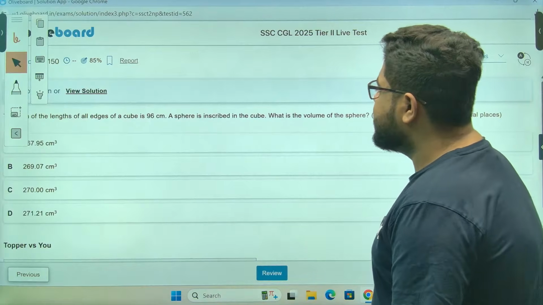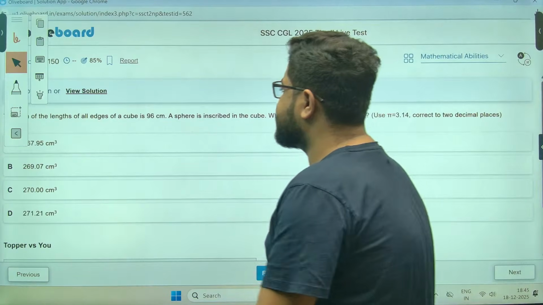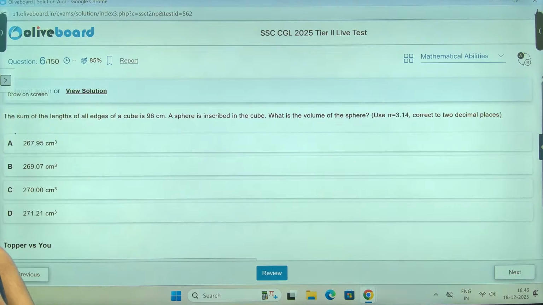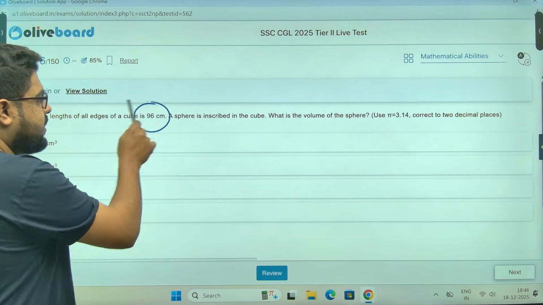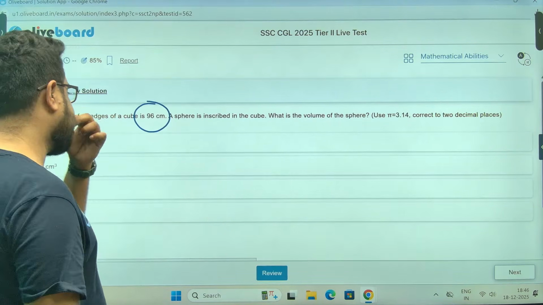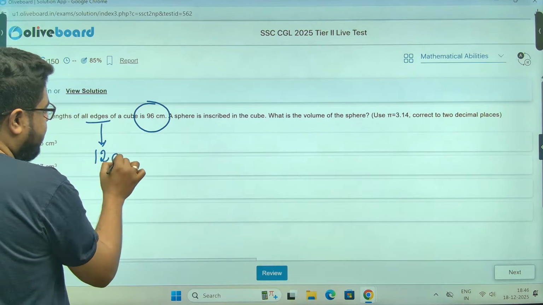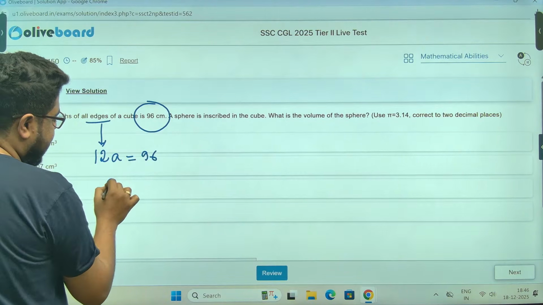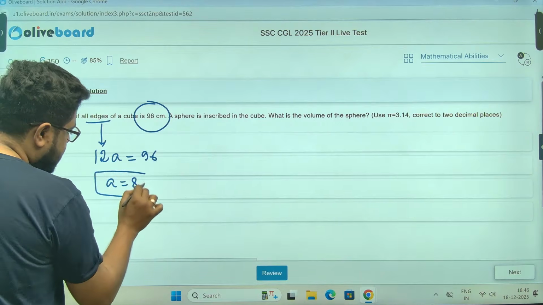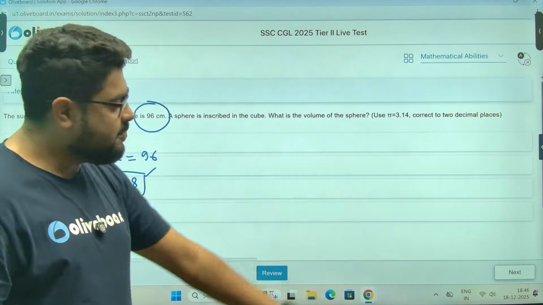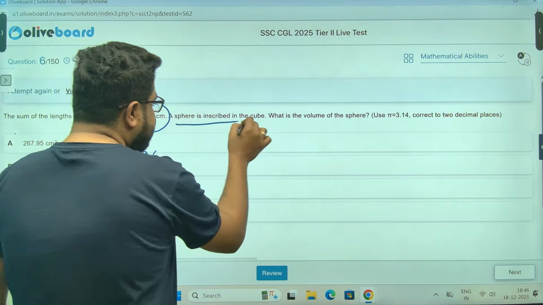Right? Now again, what is this? Sum of the lengths of all the edges of a cube is given. Sphere is inscribed. Sir, how many edges in a cube? Sir, 12. 12A is 96. Sir, A is 8. So every dimension of a cube is 8. Done.